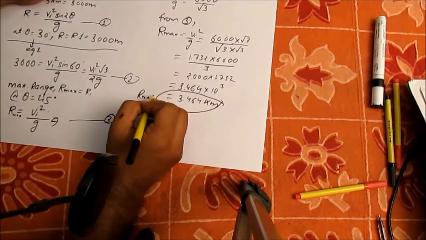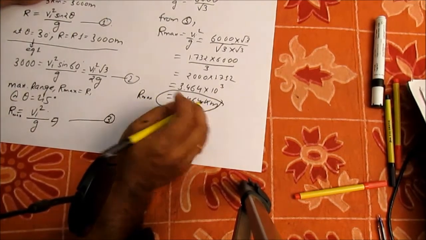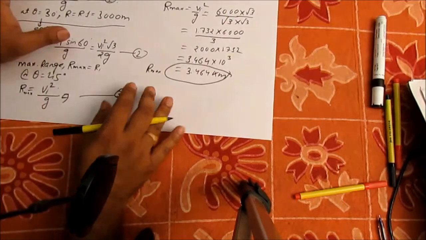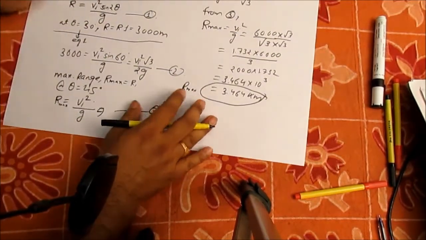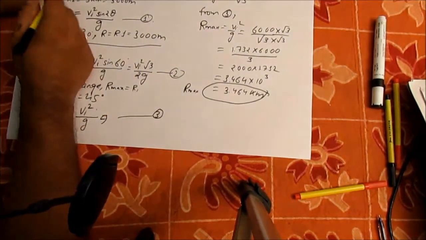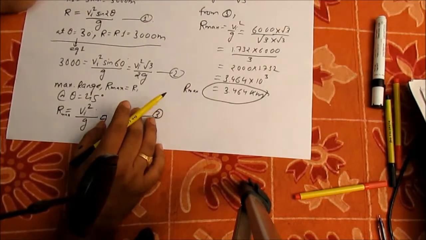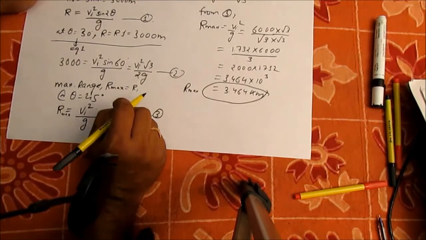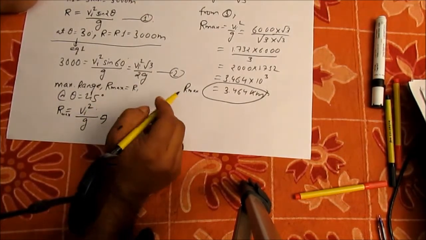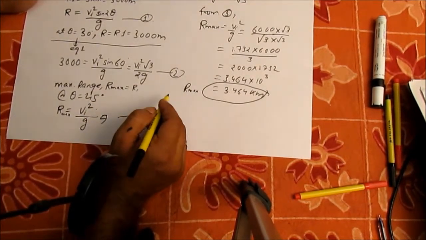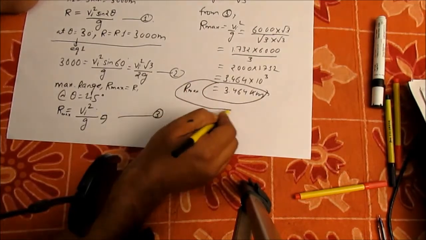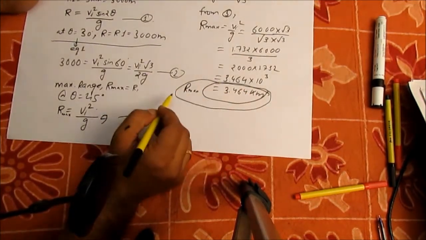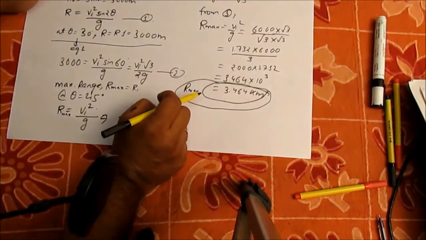So my dear, the R max is 3.464 kilometer, and you want to send this ball to 5 kilometer. So it is just not possible. Probably you have to increase your initial velocity, but with the given initial velocity you can't. So it is not possible.